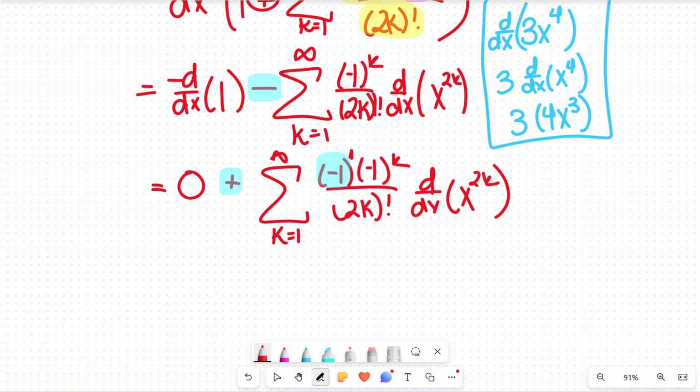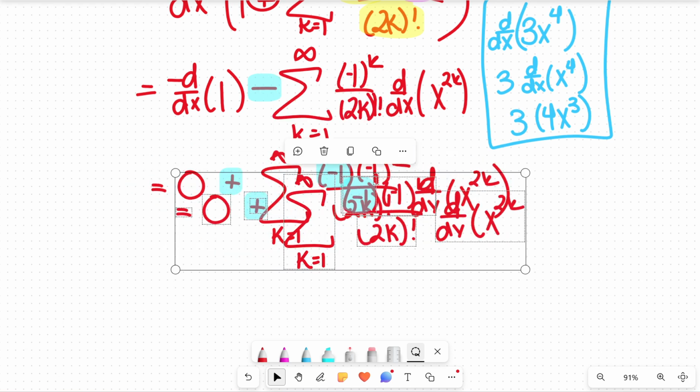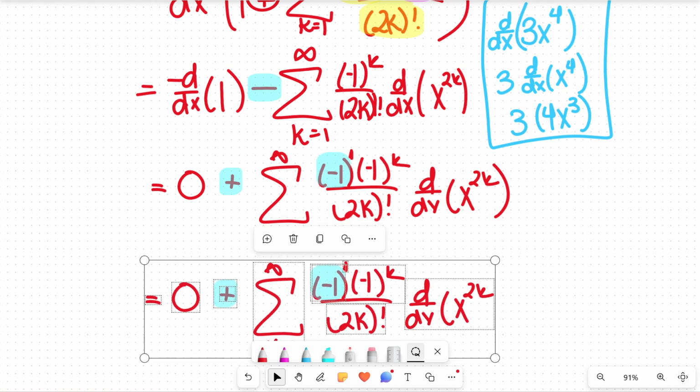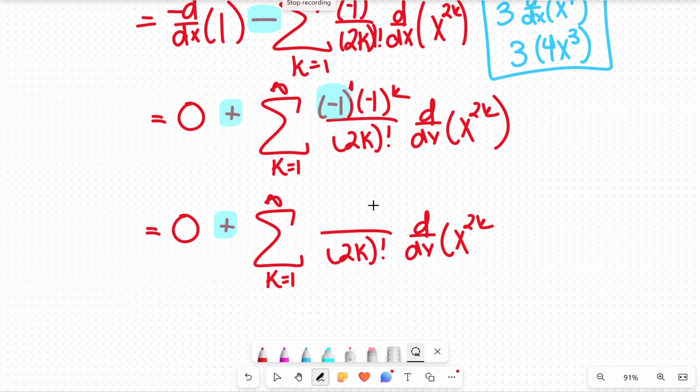Now I notice that this is an exponent of 1, so I'm going to use some Hermitian privilege right now. I'm going to change this term, and I'm just going to say that this is negative 1 to the k plus 1.